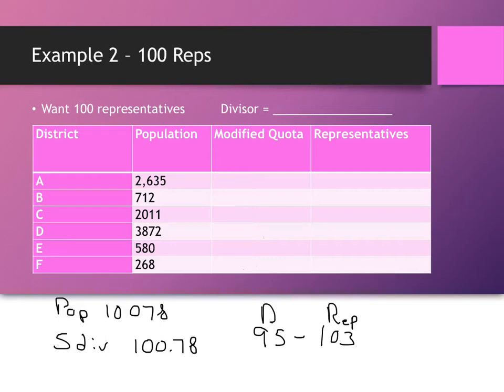So hopefully you caught that. In other words, what I'm going to do is pick something that's bigger than 95 but less than 100.78. Okay, so maybe we pick another one. Maybe we pick, let's go right between those, 97.5. Okay, and modified quotas with 97.5. Push pause, calculate all of these, and then obviously you can calculate the representatives too.